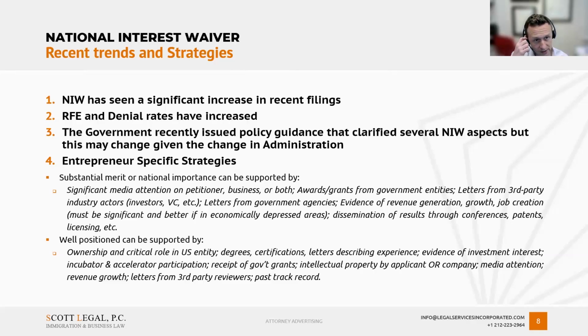So let's talk about some recent trends and strategies. Over the last few years, GA actually shared with our team internally some amazing statistics where the number of applications for national interest waivers has multiplied multiple times over recent years. And so it does make sense that the government is looking at these applications with more scrutiny. They are denying more applications. They are also issuing more requests for evidence and harsher requests for evidence. So this, in some ways, is not surprising.